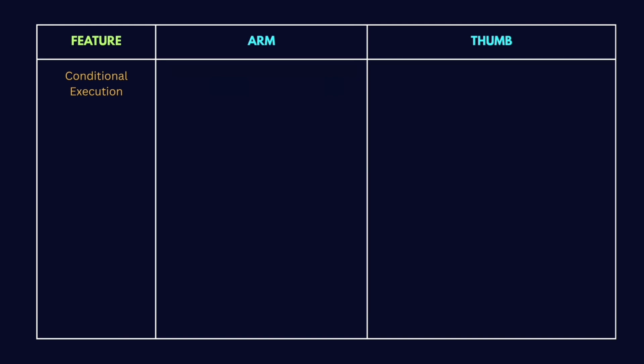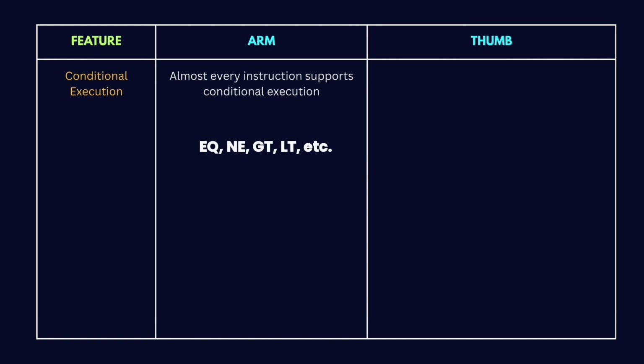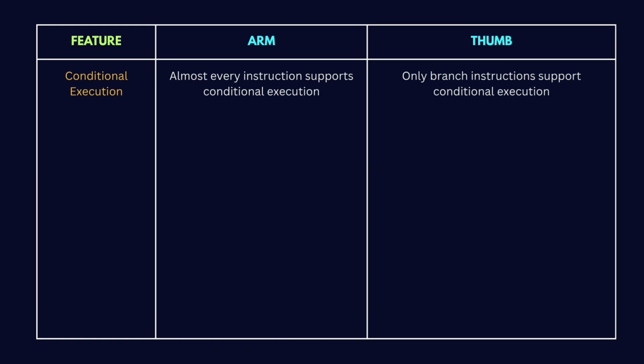Conditional execution. One of the ARM's most powerful features is conditional execution. In ARM mode, almost every instruction can be executed conditionally by simply adding a condition suffix such as EQ, NE, GT or LT. For example, an add instruction can execute only if the zero flag is set, eliminating the need for unnecessary branch instructions. In thumb mode, this capability is greatly reduced. Only conditional branch instructions support condition codes.